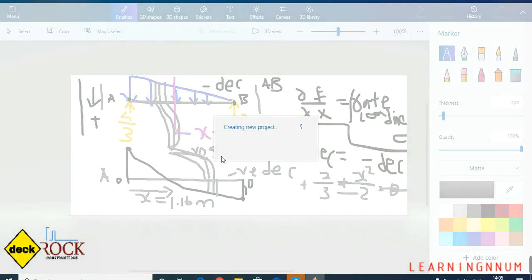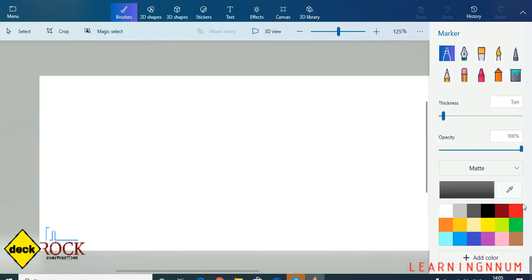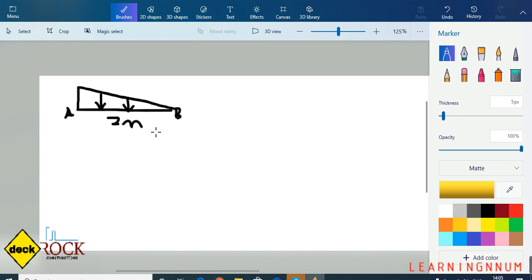Now bending moment, right? Draw the FBD again. This is point A. This is B. This is 2 meters. Now what were the reactions? B support was 2 by 3. A support was 4 by 3. Vertically 4 by 3 upward, both.